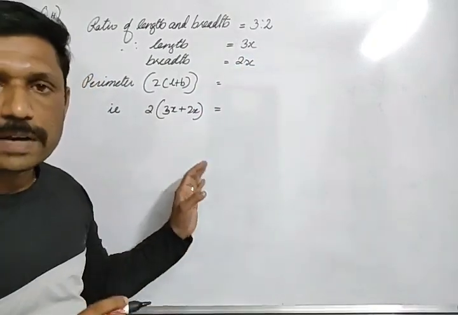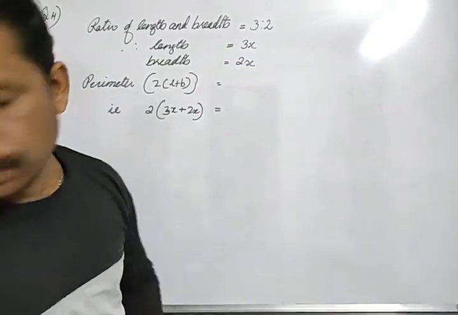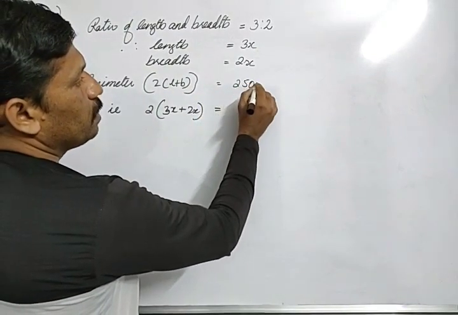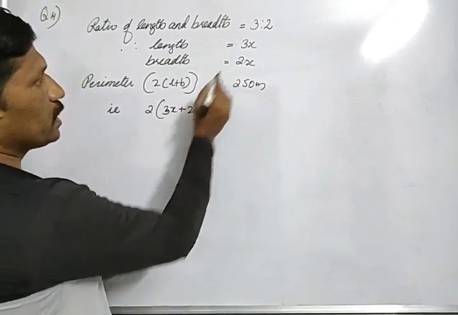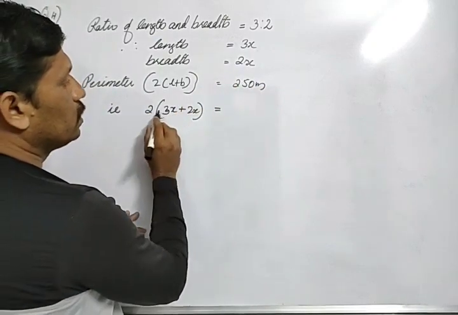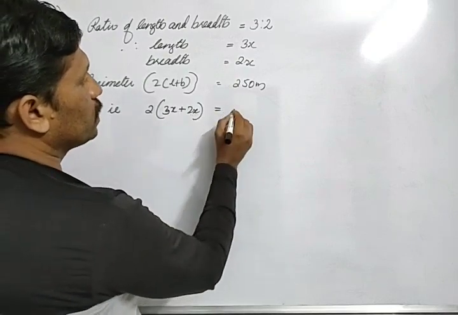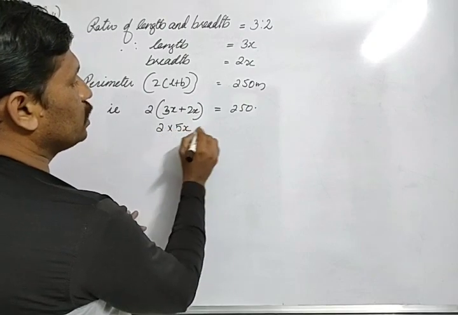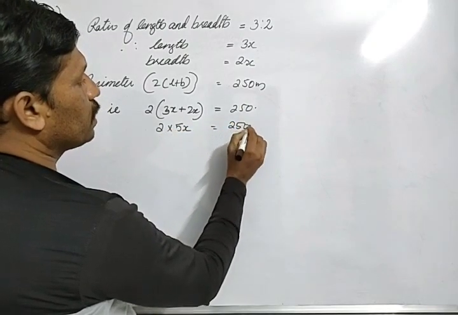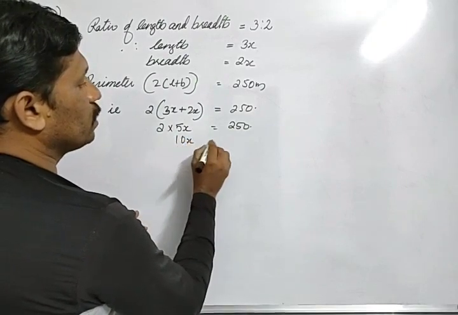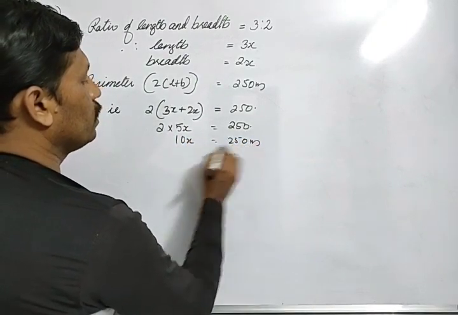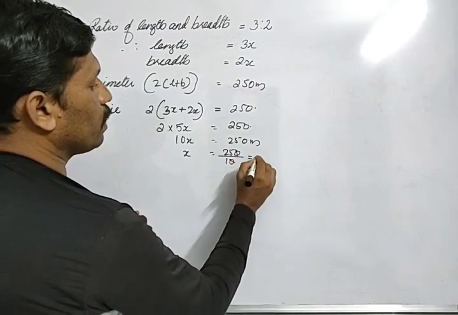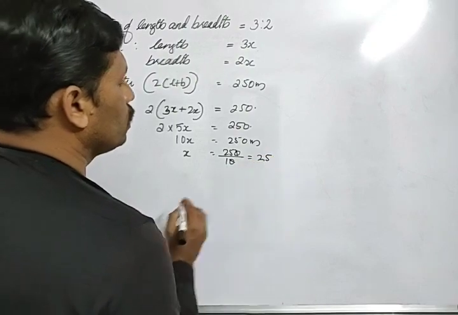And the perimeter of that field is given, that is equal to 250 meter. That means perimeter is 2 into (length plus breadth), that is equal to 250 meter. That means 2 into (3x plus 2x), length is 3x and breadth is 2x, is equal to 250 meter. That means 2 into 5x, therefore 10x is equal to 250 meter. Therefore, x is equal to 250 upon 10, that is equal to 25. So, x is equal to 25 meter.